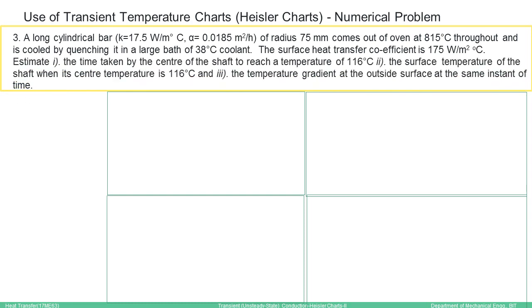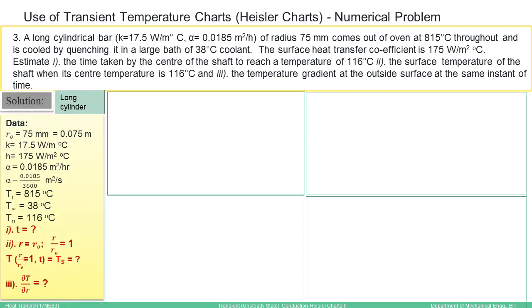Estimate, first, the time taken by the center of the shaft to reach a temperature of 116 degree Celsius. Second, the surface temperature of the shaft when its center temperature is 116 degree Celsius, and the temperature gradient at the outside surface at the same instant of time.